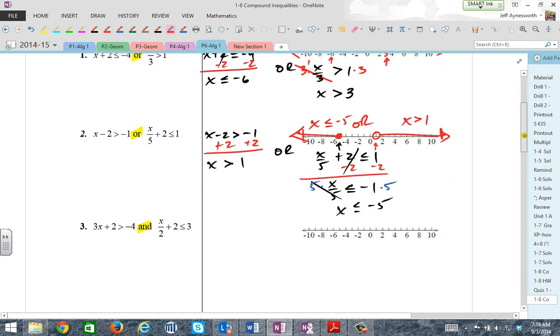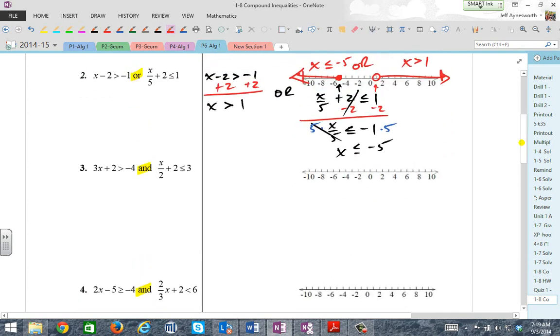Now, the next few inequalities are quite different. These cases here, the and cases, you got to interpret a little bit differently. So let's go through that. You got 3x plus 2 greater than -4. And x divided by 2 plus 2 must be less than or equal to 3. Here, for the and statement, you got to satisfy both of the inequalities at the same time.